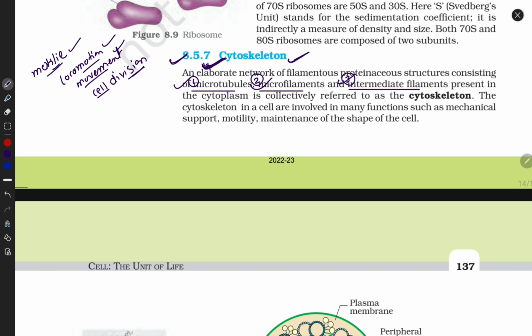Alright or not? Where are they located? They are located in the cytoplasm. They are also attached with the plasma membrane. What do they do? The function of the cytoskeleton is, look at now, they give rigidity, they give support, they give strength, they give motility, they give maintenance of shape of the cell. They maintain what? Shape of the cells.